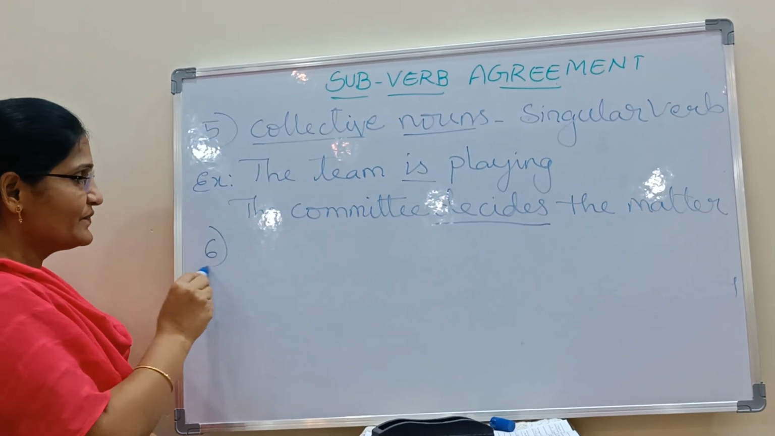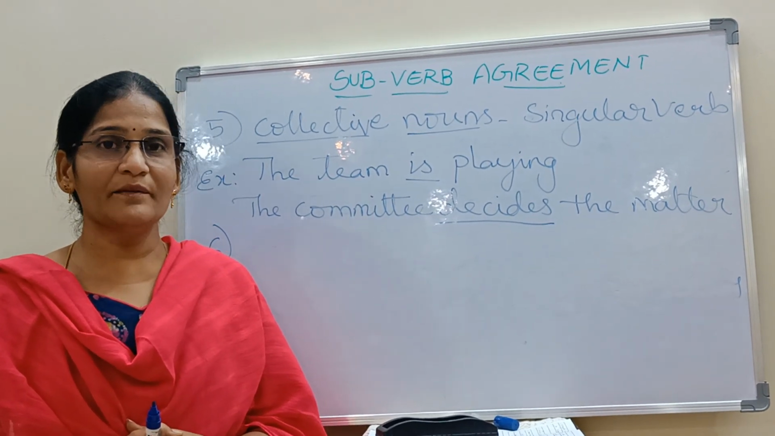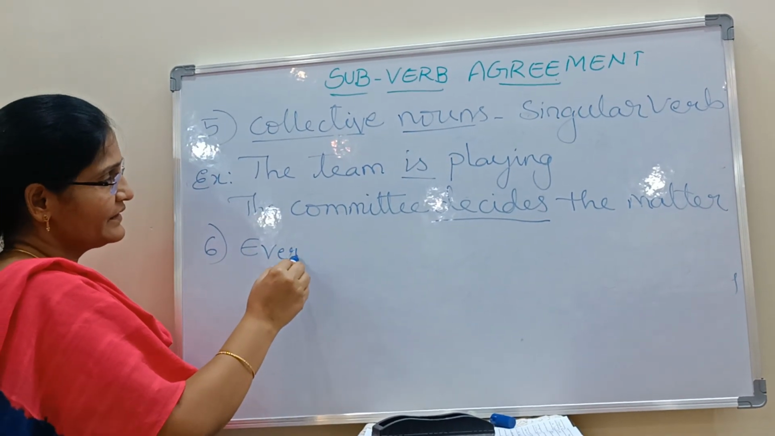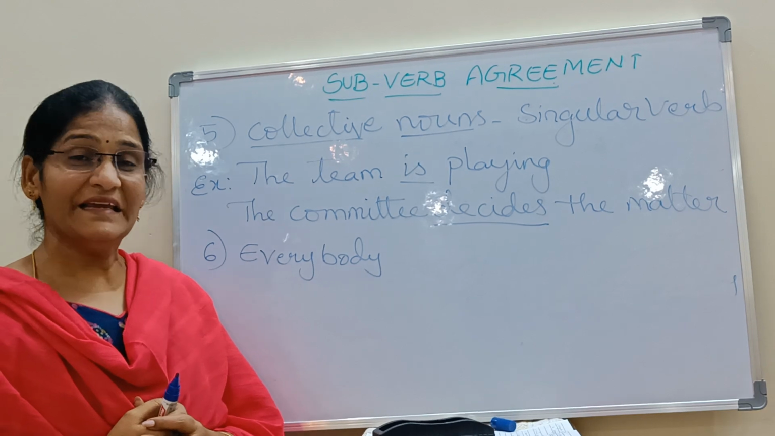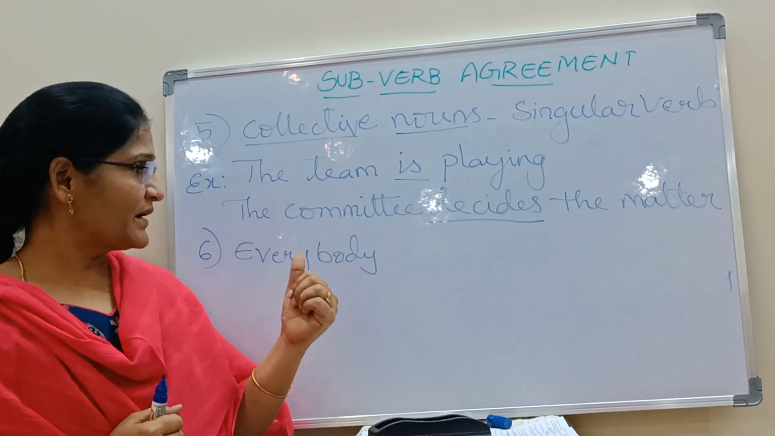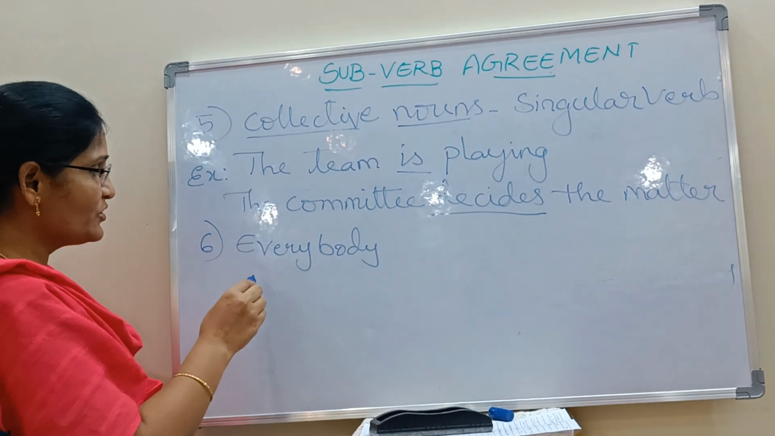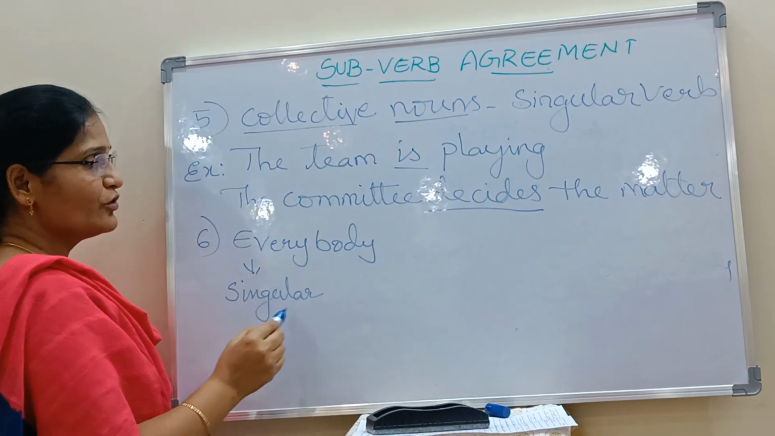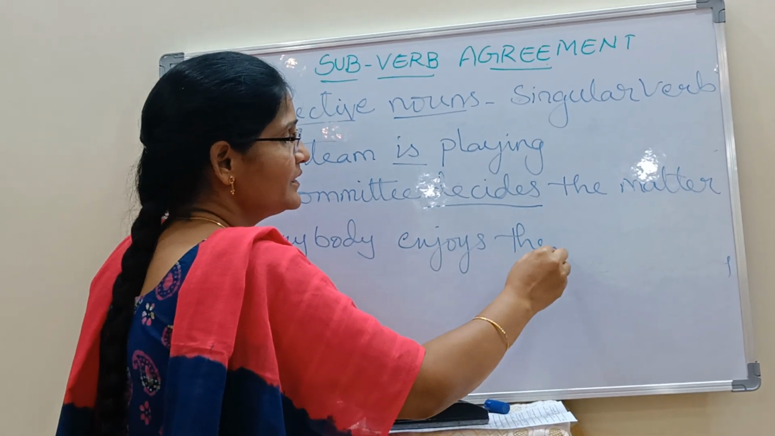And next, the sixth rule. The sixth rule speaks that whenever we use certain words, we call them indefinite pronouns. Indefinite pronouns like everybody, anybody, nobody, somebody, each one, each, no one, none. All these are indefinite pronouns. Whenever we use these, we have to consider them as singular itself, and use the singular verb itself. See, everybody enjoys the party.